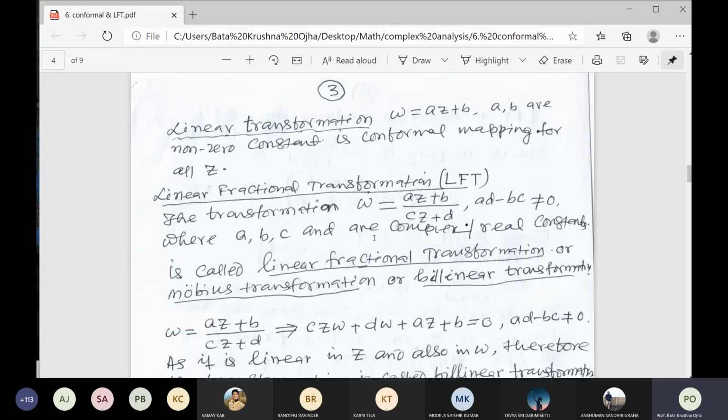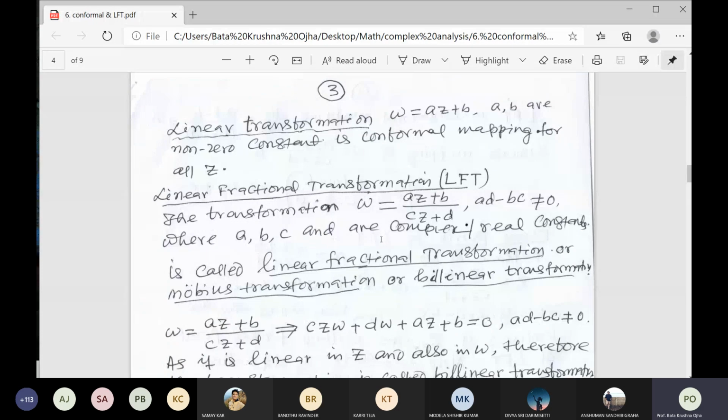That is called LFT. The transformation w is equal to az plus b by cz plus d, where ad minus bc, that is, a and d crosswise minus bc, is not equal to 0. That is the most important condition for this rational function of z. A rational function of z is conformal. This transformation is conformal if this condition holds: ad minus bc is not equal to 0.